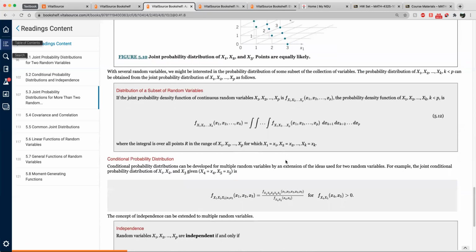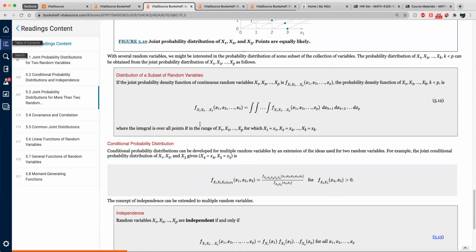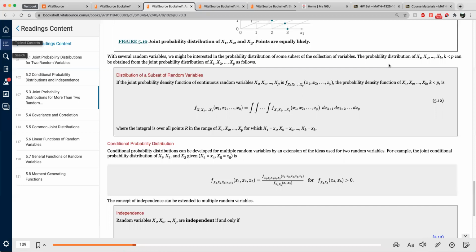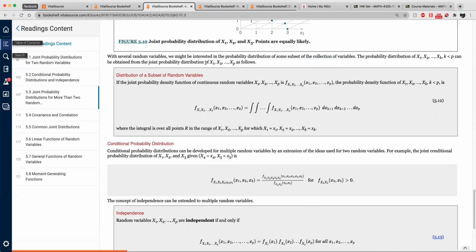Okay, so now the next one. With several random variables, we might be interested in the probability distribution of some subset of the collection of variables. So the probability distribution of x1 through xk, with k less than p. Now you see, we're going to consider just part of the random variables, not x1 through xp, but x1 through xk, with k less than p. So that's the meaning of some subset of the collection of variables. It can be obtained from the joint PDF of x1 through xp as follows. If the joint PDF of the continuous random variables x1 through xp is this, the probability density function of x1 through xk is this. It's kind of straightforward.